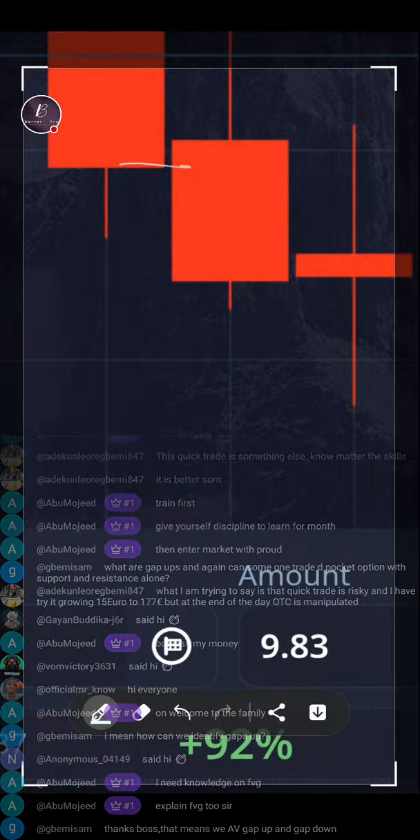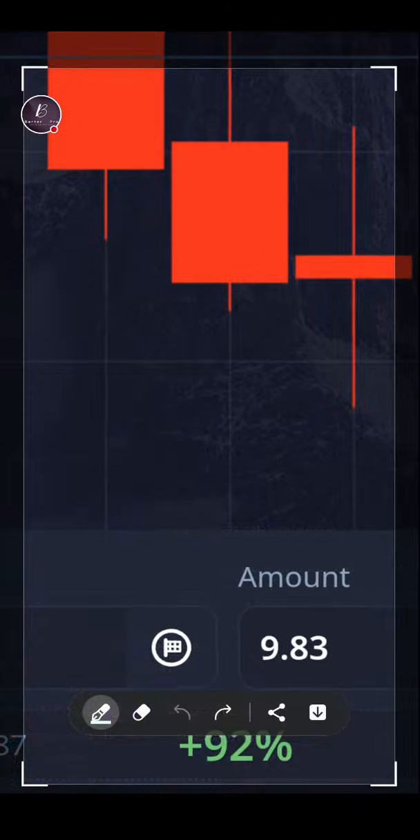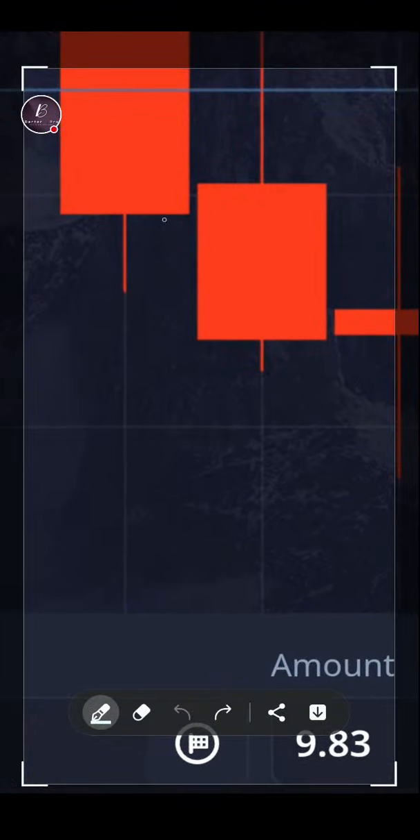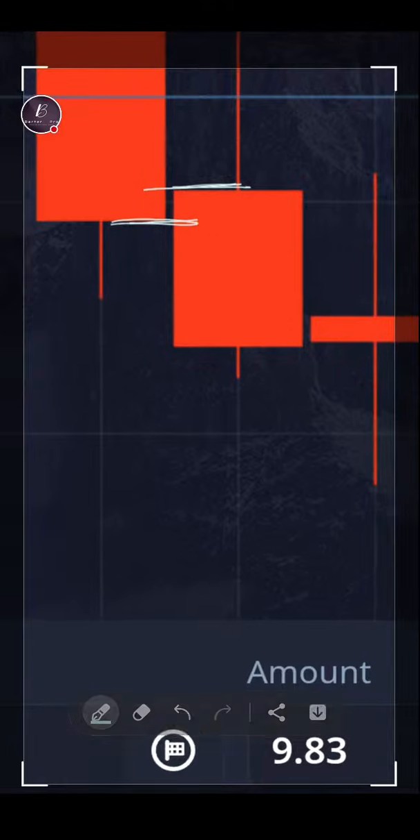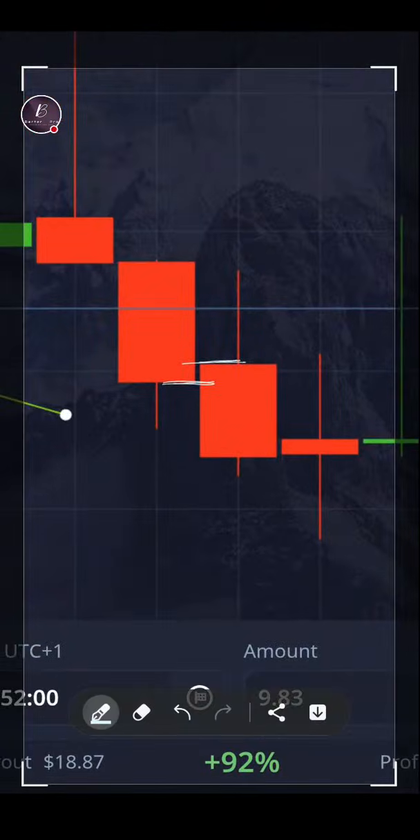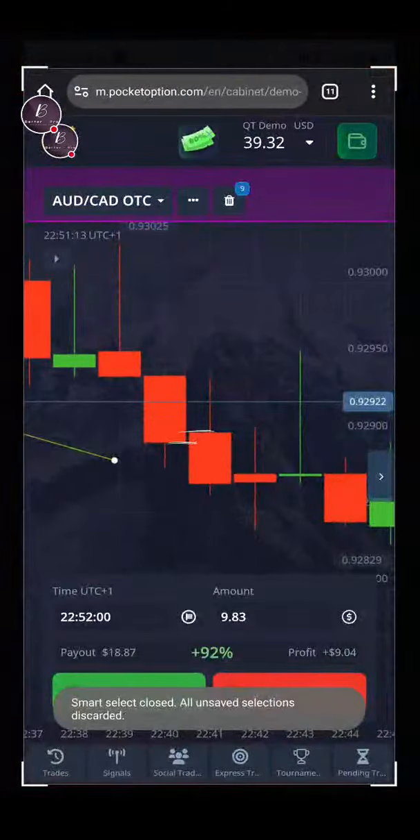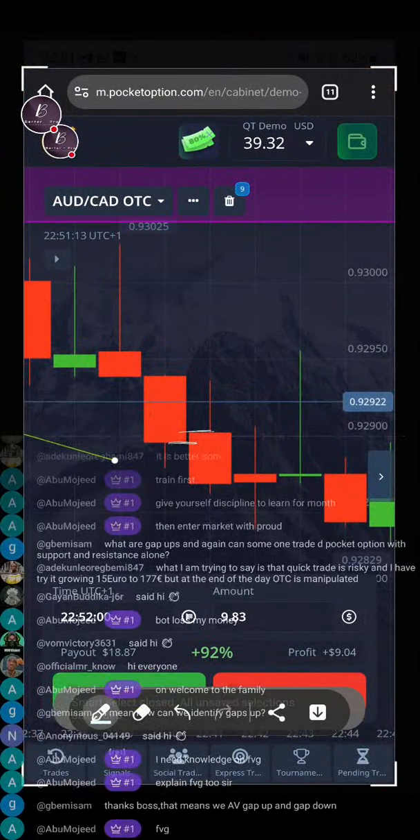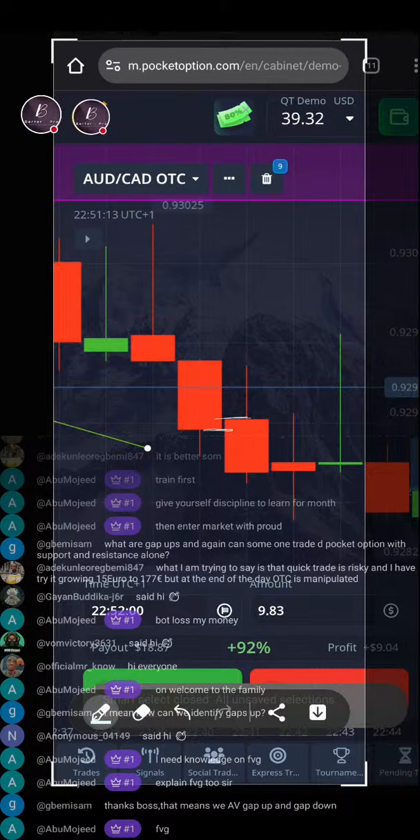What do you mean by AV gap up? I don't understand what you mean by AV. So this is a gap. You understand? Market closed here, and this one opened up here. You can see this is a gap up. Anytime you have a gap up, it is in favor of the sellers. You can see that's why the sellers came in. Sometimes you may have a gap up and the buyers will still come in. You understand? Oh, you mean fair value gap?